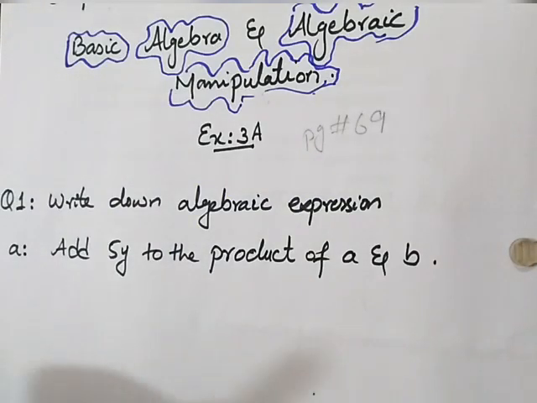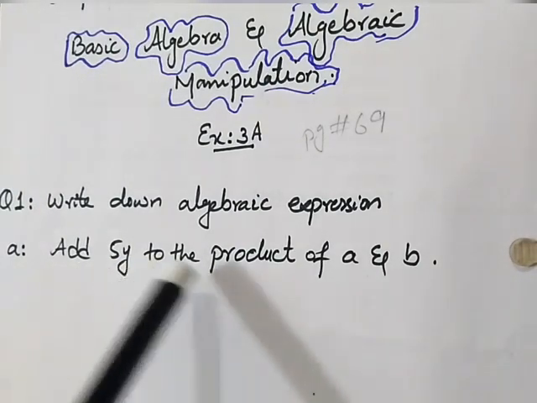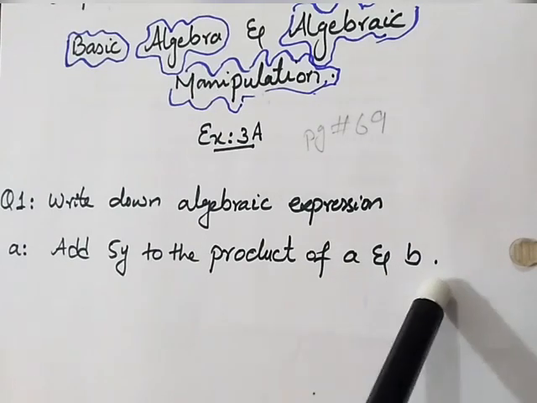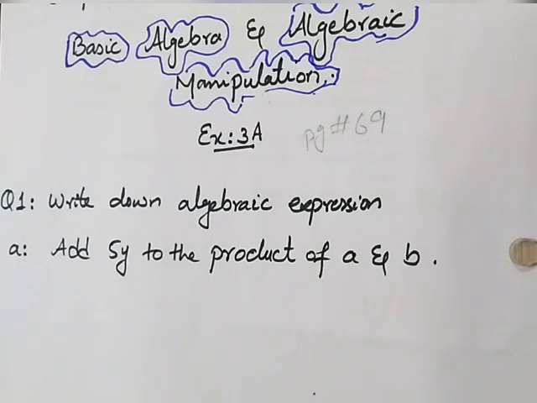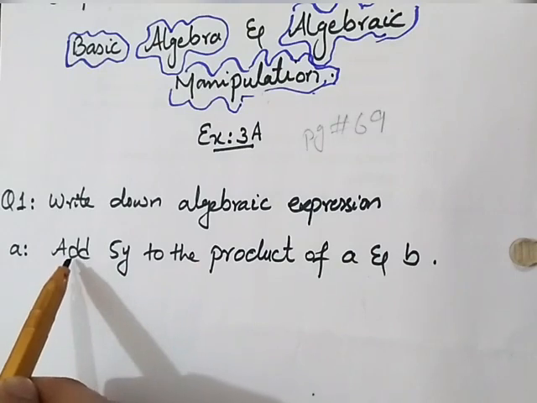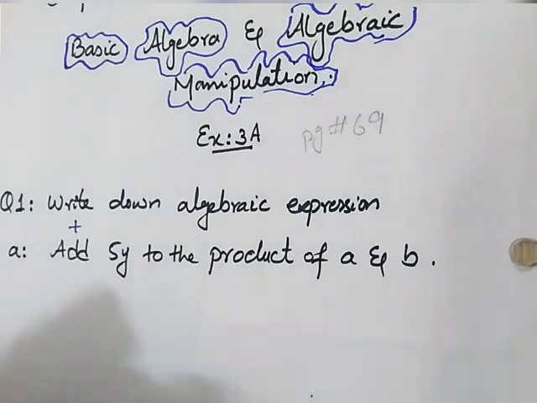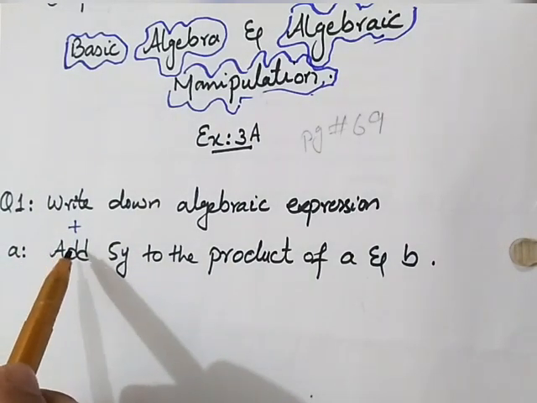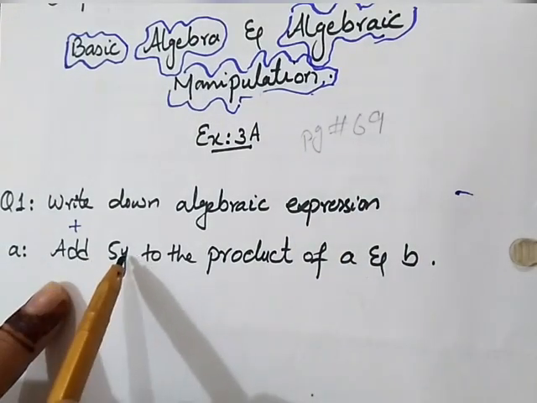In exercise 3A on page 69 we have a question. First, write down an algebraic expression for each of the following statements. I just write down the first statement: Add 5 to the product of A and B. This symbol is for AND. Now students, you learn how we make the algebraic expressions. First of all, you read out the statement. Add 5y. Add means that you have to plus. The sign of add is plus and the sign of subtract is minus.